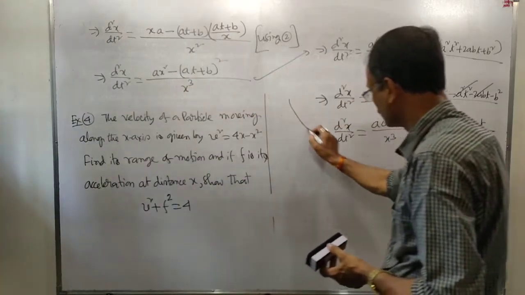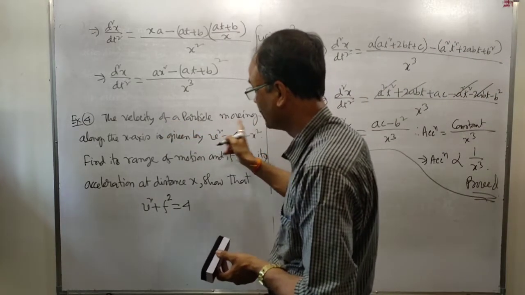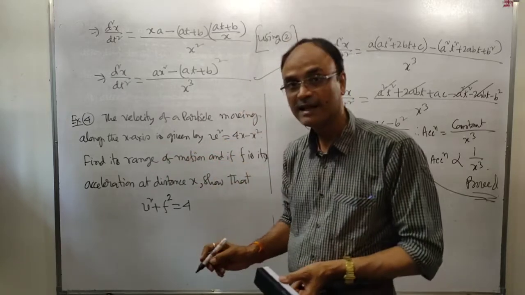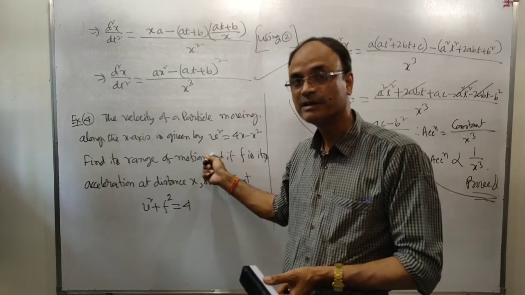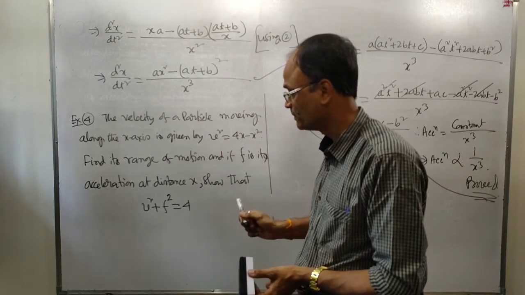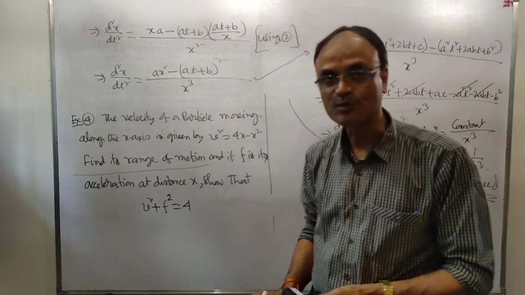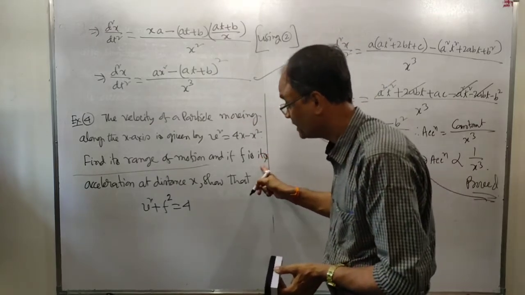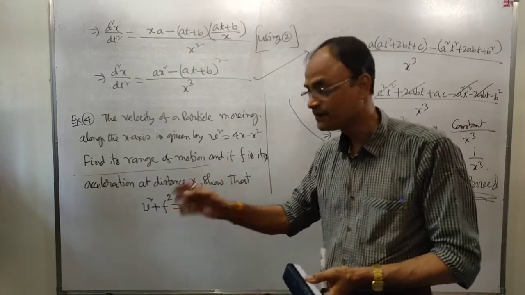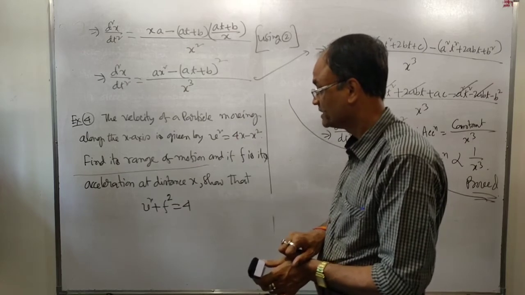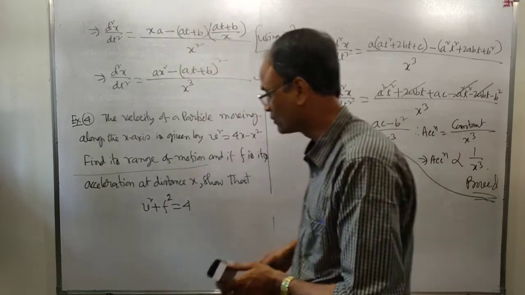Now, try to solve this number 4. The velocity of a particle moving along the x-axis is given by this. A relation between the velocity and displacement is given. Find the range of motion. And f is its acceleration at distance x. When it covers a distance x, its acceleration is f. Then we have to show that p square plus f square equal to 4.